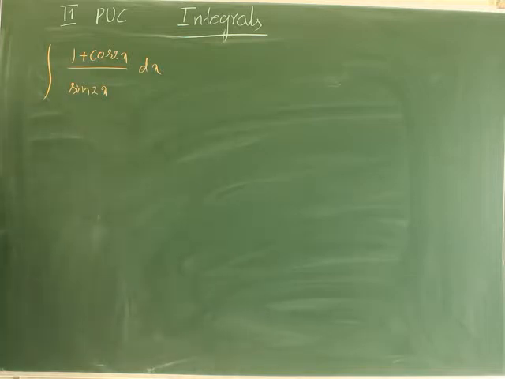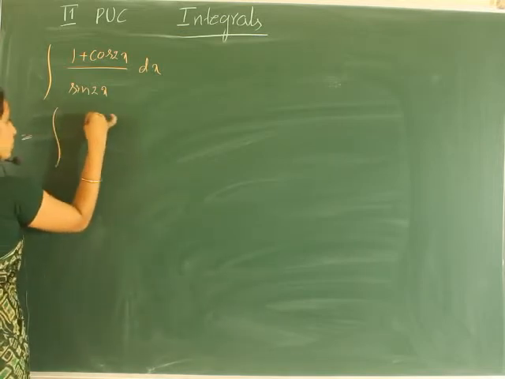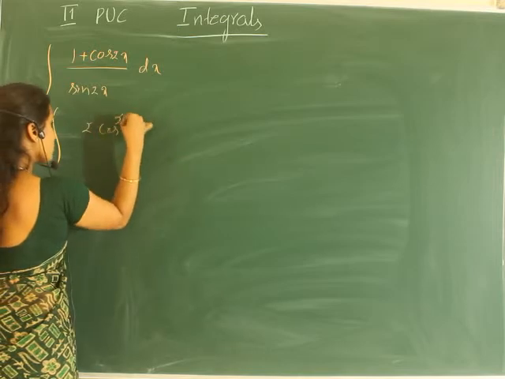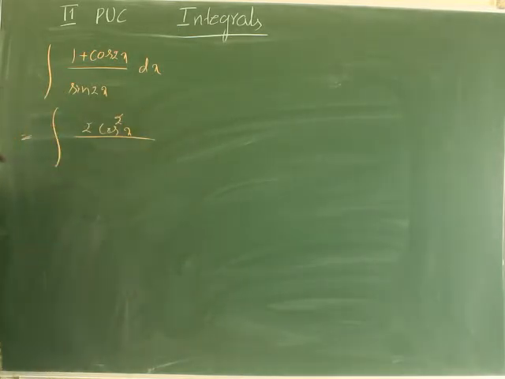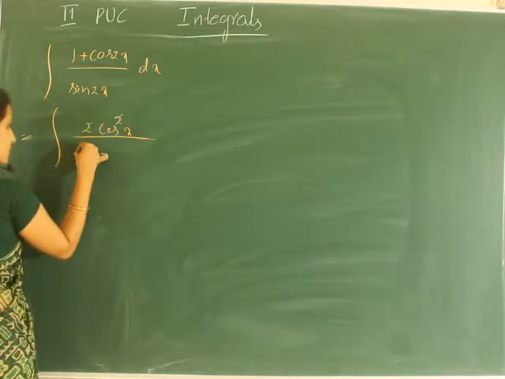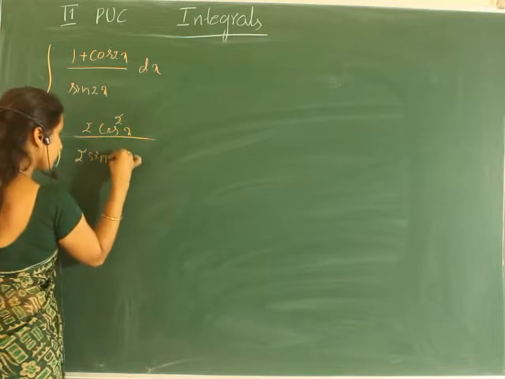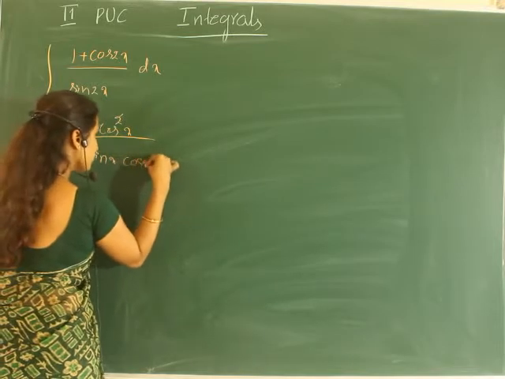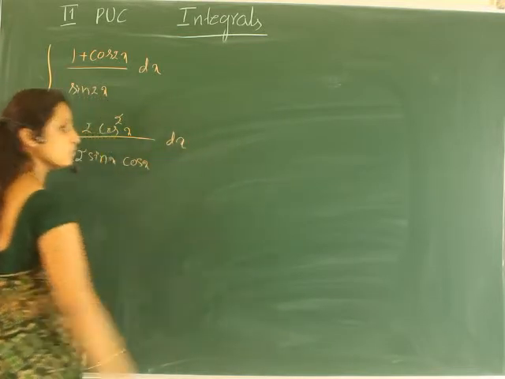So we have the formula for 1 plus cos 2x. What is the formula for 1 plus cos 2x? It is 2 cos square x. So I can write this as 2 cos square x divided by sin 2x, and for sin 2x we have 2 sin x cos x.